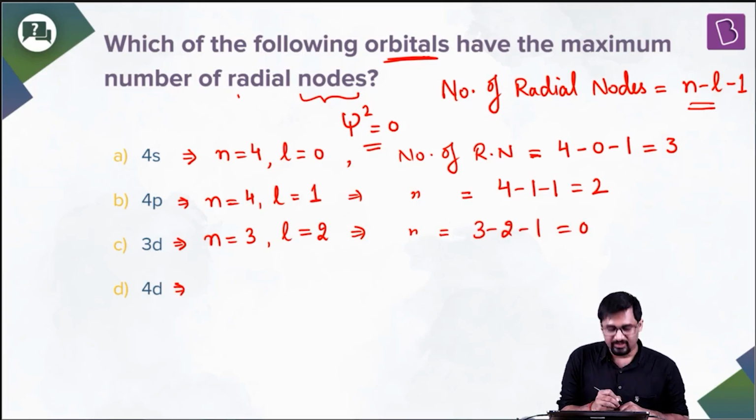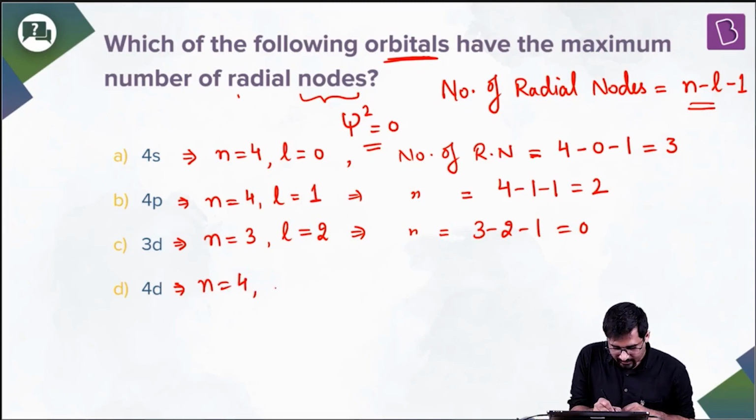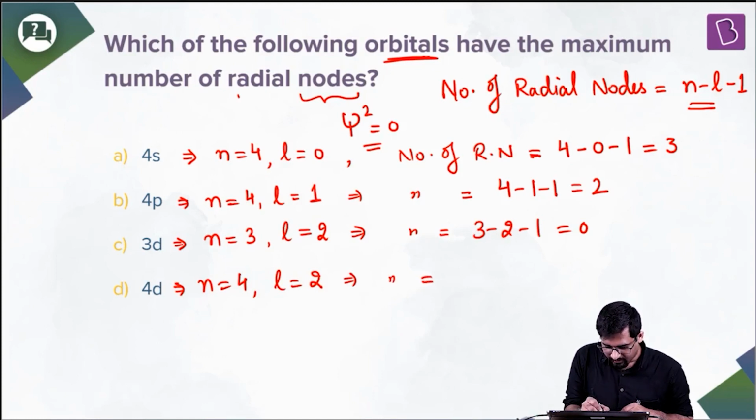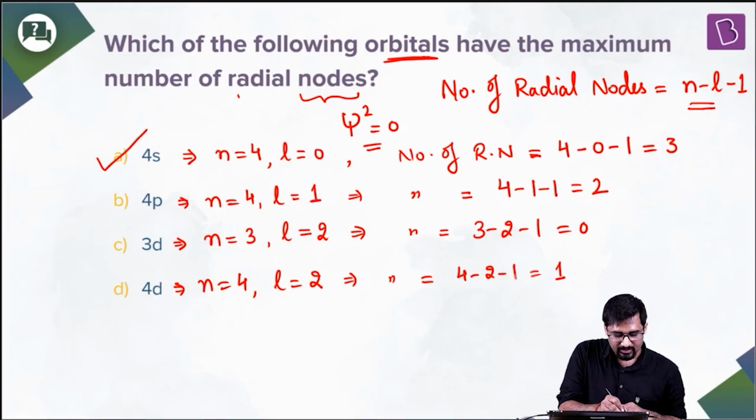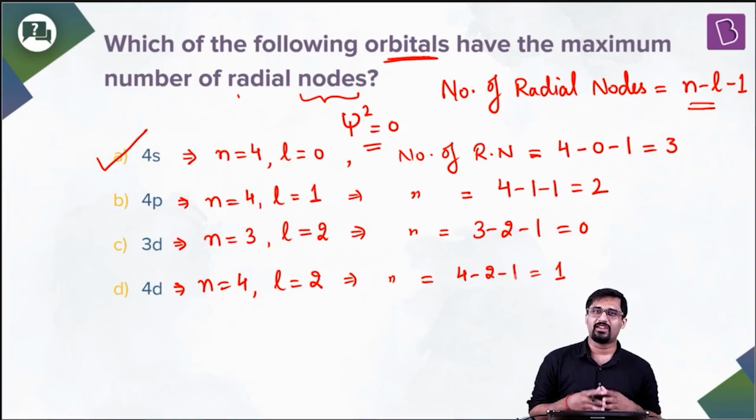Moving to the last option, that is 4d orbital. Here n is 4 and l for d orbital is 2. Therefore the number of radial nodes will be 4 minus 2 minus 1, that is 1. So clearly you can see that the maximum number of radial nodes are present in 4s orbital. That is the option which is the answer to the question, option A.